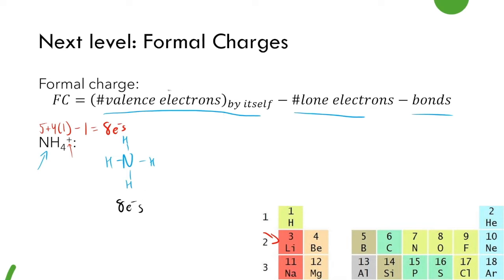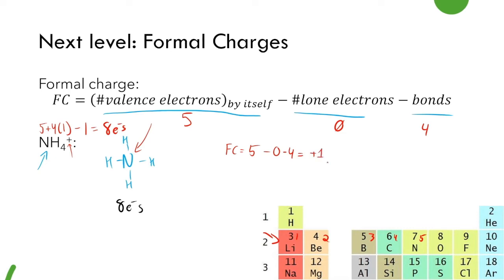Let's now do this calculation. So the number of valence electrons for this nitrogen is going to be 5. That's just based on the periodic table. We found it in the exact same way as usual. The number of lone electrons here, no lone electrons. And the number of bonds is 4. So we have 5 minus 0 minus 4. So our formal charge is equal to positive 1.